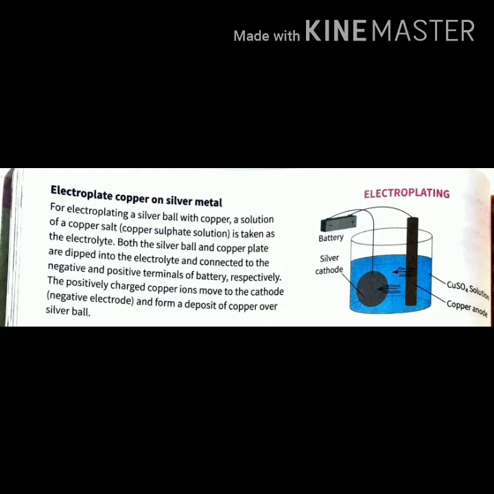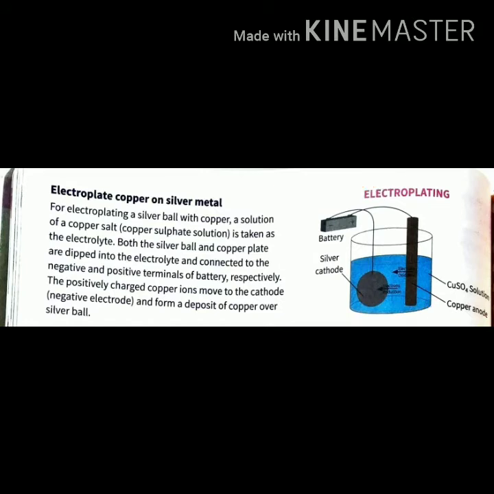So here, first you need to take a copper sulfate solution, which acts as an electrolyte, and then you need to take a silver ball that will be coated by the copper plate. Both the silver ball and the copper plate are dipped into this blue colored solution of copper sulfate, which is an electrolyte, and this silver cathode is connected to the negative terminal of the battery and the copper plate is connected to the positive terminal of the battery.